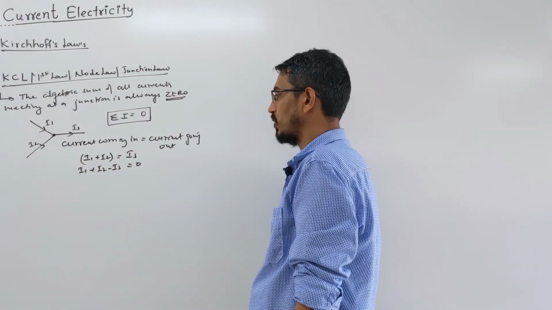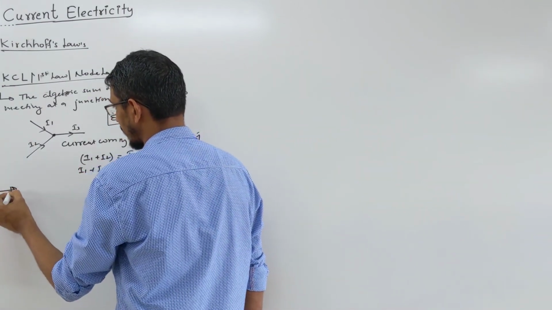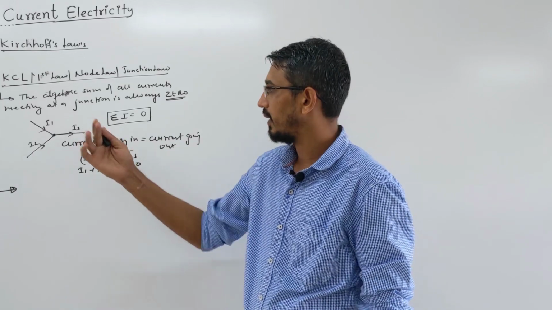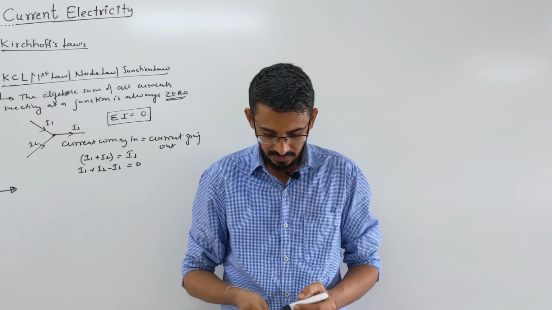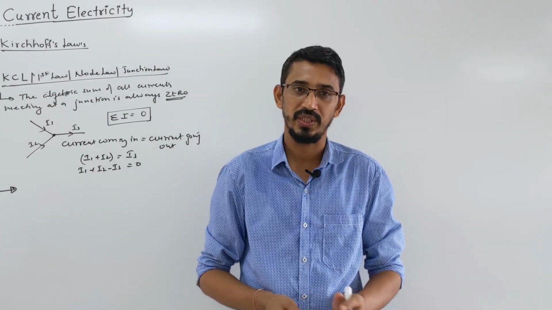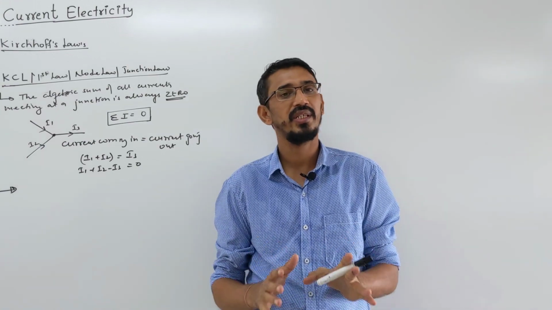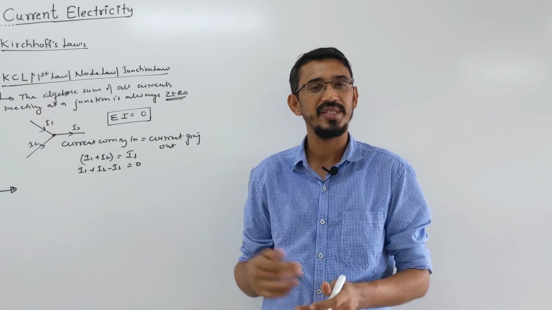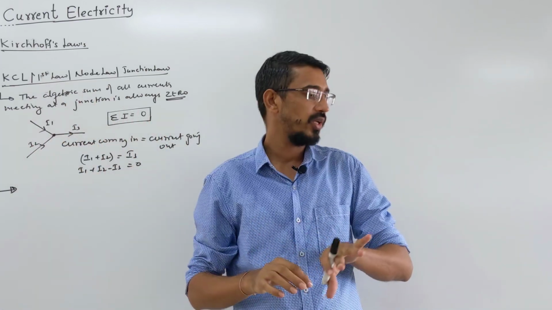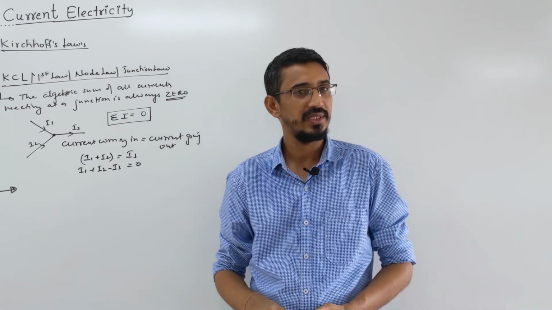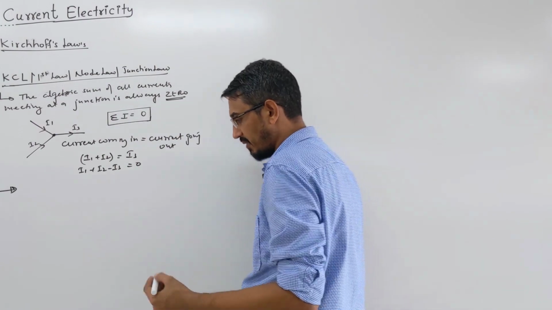Two points you have to understand here. First, why is the current coming in equal to the current going out, or why is the sum of all currents always zero? Because this law is based on conservation of charge. We know the fundamental property of charge: it cannot be created or destroyed, only transferred. Whatever charge comes into the junction should leave the junction, because we cannot store charge at the junction. So this law is based on conservation of charge. This question was asked in our exam also.